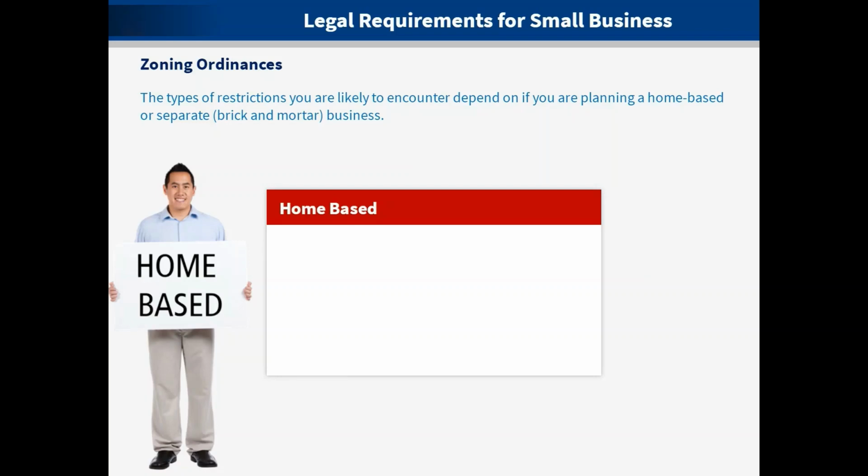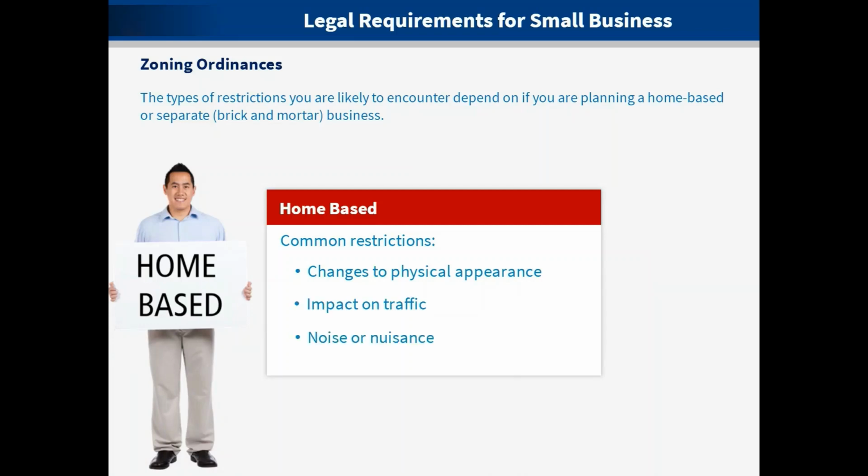Residential areas tend to be much more restrictive than business areas. Be sure to check for any local zoning restrictions for your property. Some of the typical restrictions include changes to the physical appearance of your home, such as outside displays or parking commercial vehicles; impact on local traffic, limiting the number of customers or employees; and noise or nuisance, such as storage of hazardous chemicals or unusual odors.